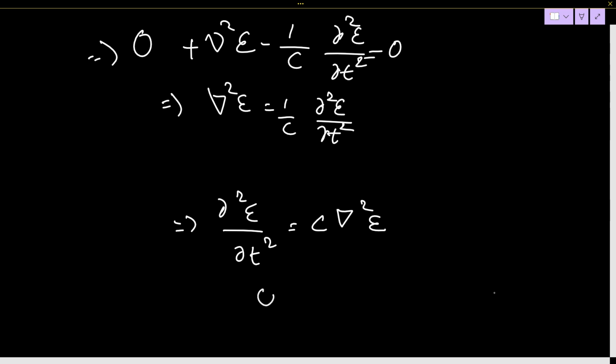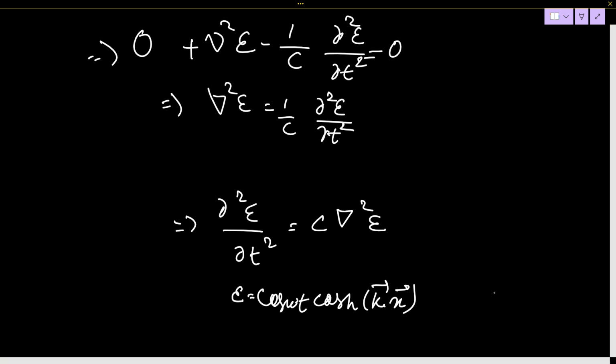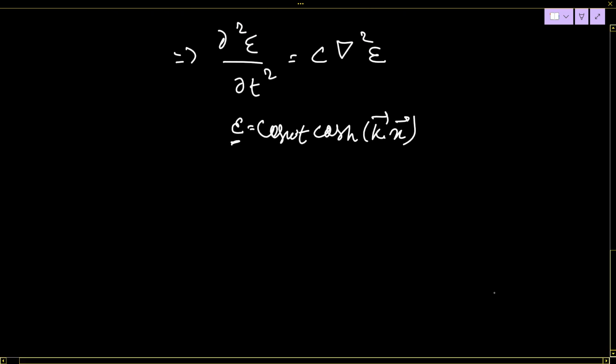The values that is cos omega t, cosh k dot x. You have to put that in this. Which one? In the value of E, because E is asked, possible choice for gauge function E. This is a gauge function for which this is possible. So let's put it. Let's put it.